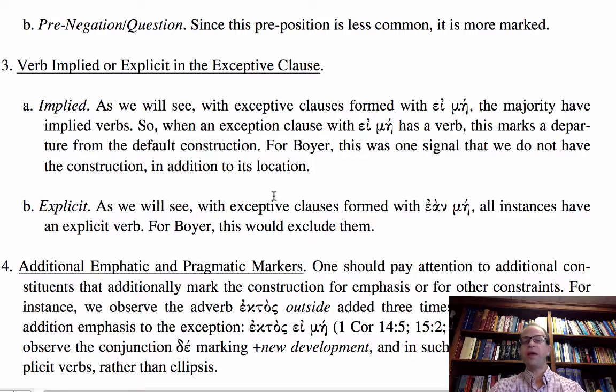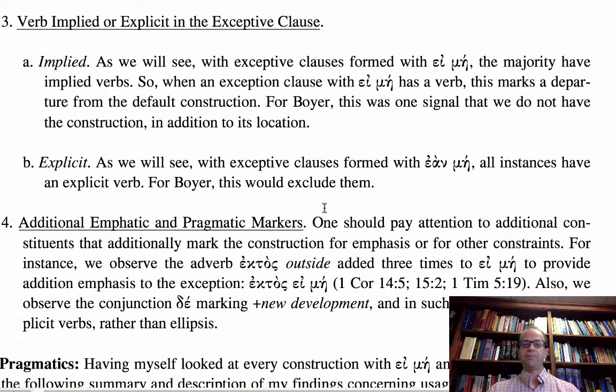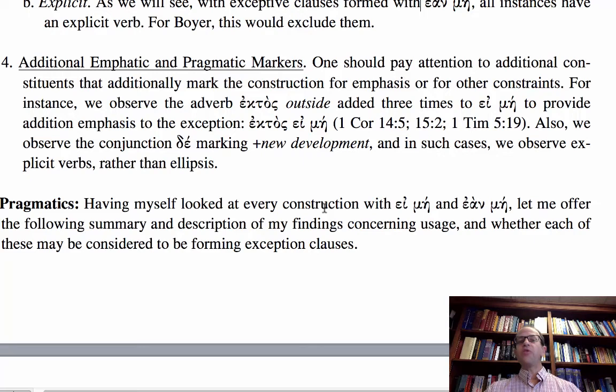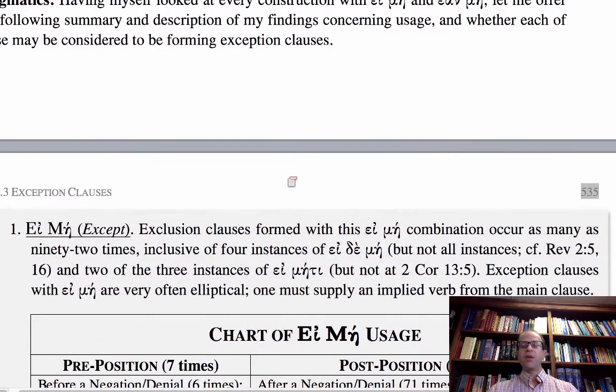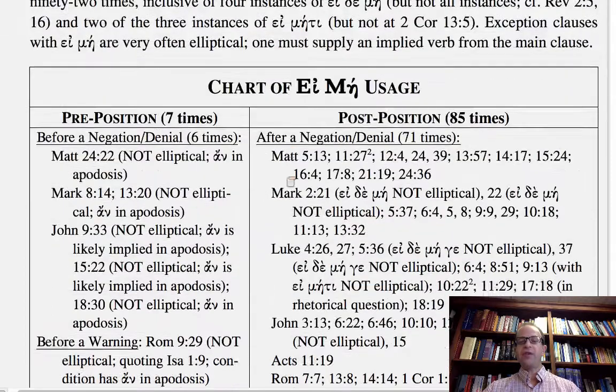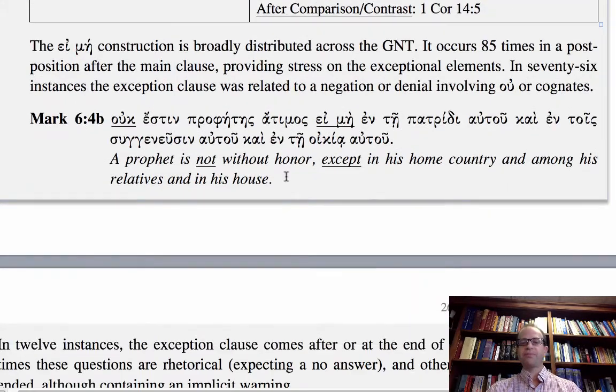Sometimes the verb is implied, sometimes it's explicit. Usually with ei mē, it is implied. But with ean mē, it is not. It's always an explicit verb. Also look for other words that might help offset the exception, the unless or the except part of the exception clause. Well, in what follows, I have an extended discussion of these exception clauses.